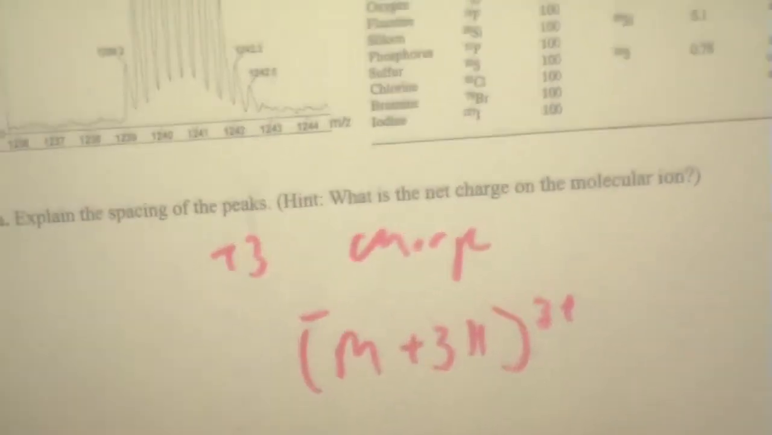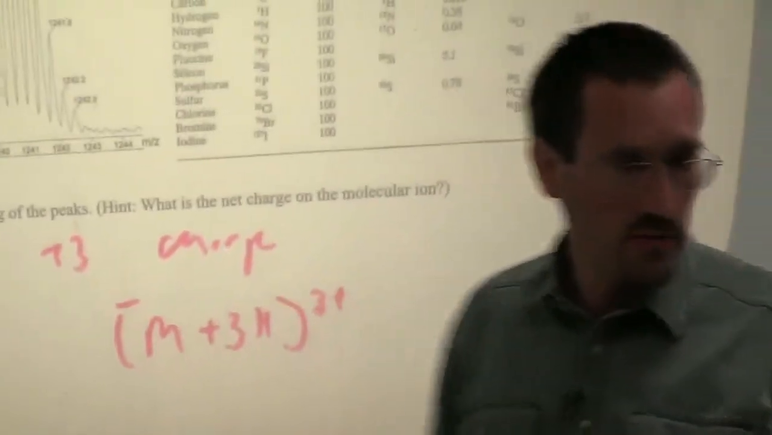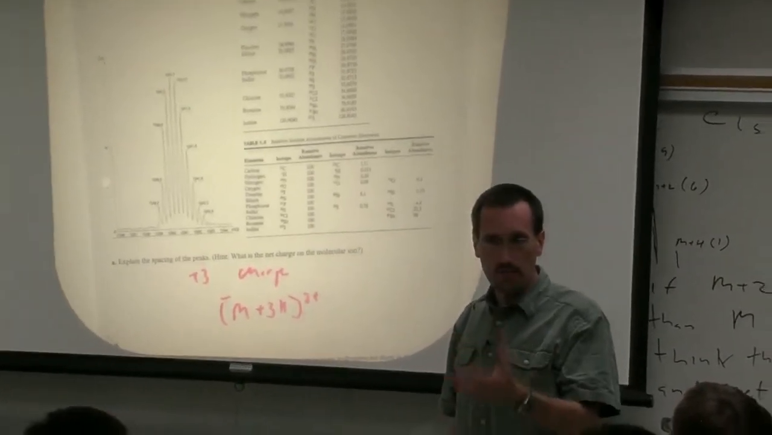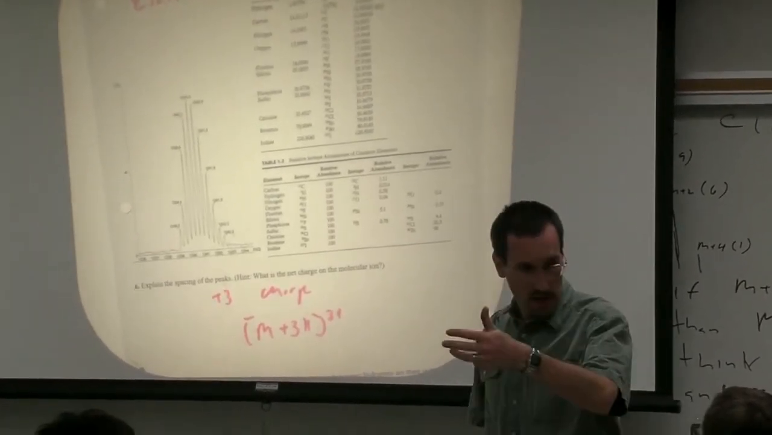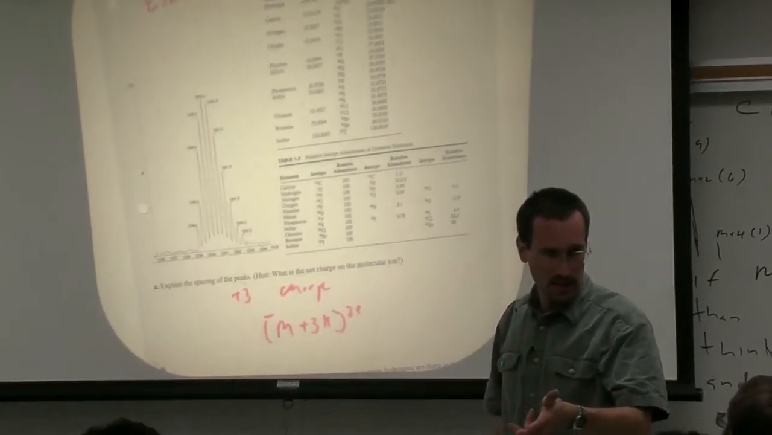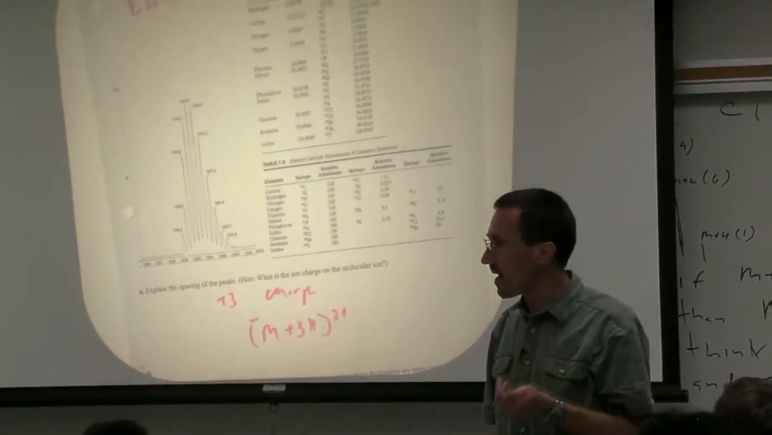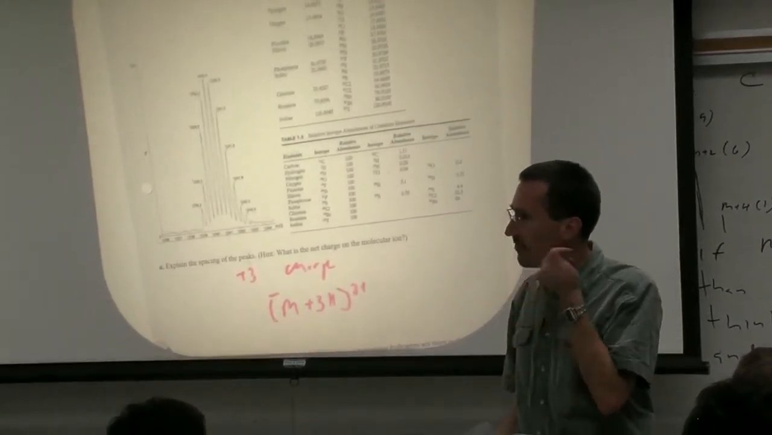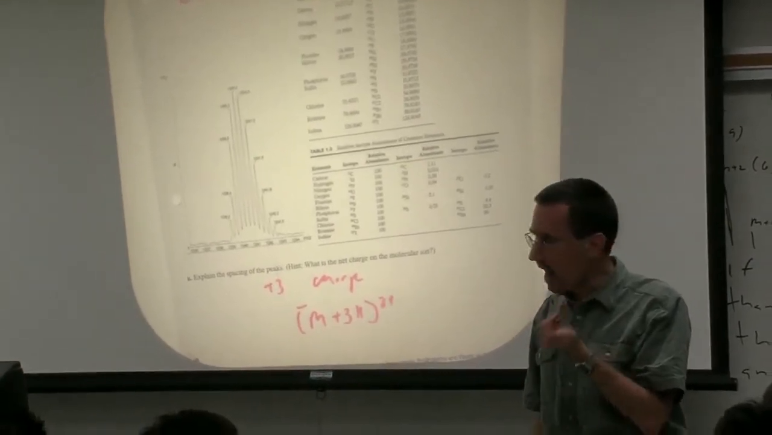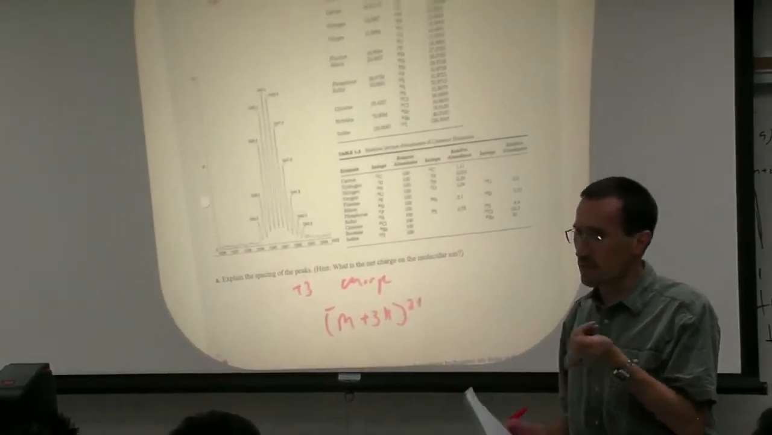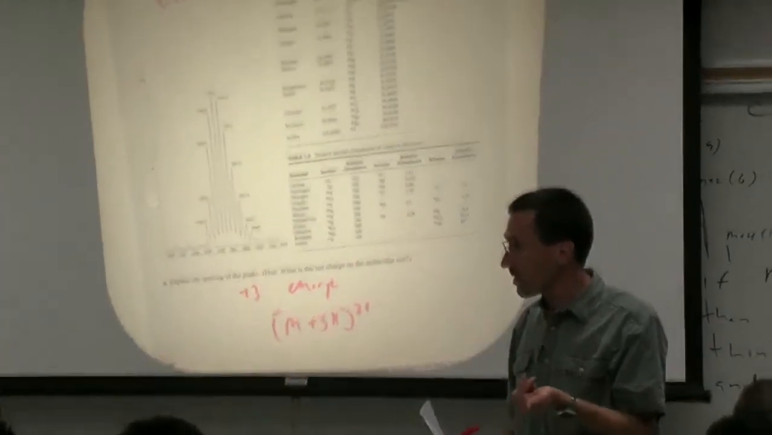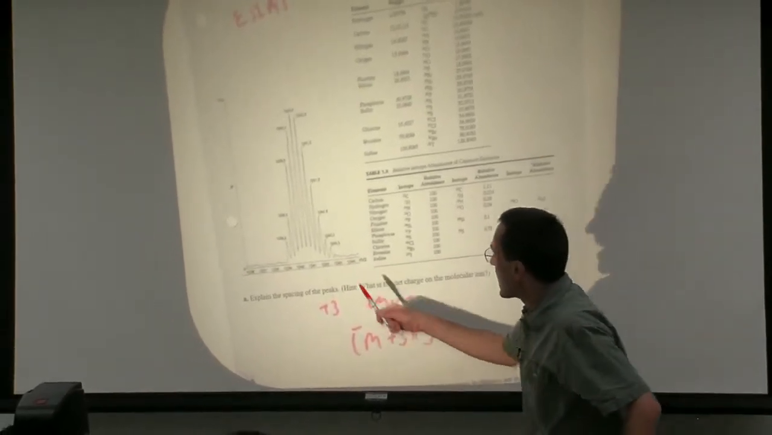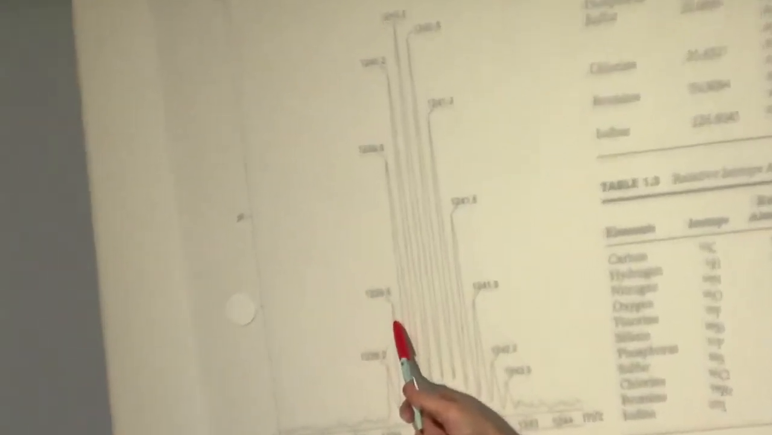By the time you get up to compounds that have about 100 carbon atoms in them, the M plus 1 peak is going to be as big or bigger than the M peak, because most molecules are going to have at least 1 C13. The odds of having a molecule with 1 C13 or 2 C13s is higher than the odds of having a molecule with no C13s. What other elements are going to be contributing?